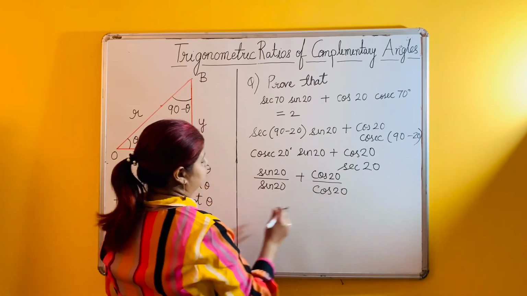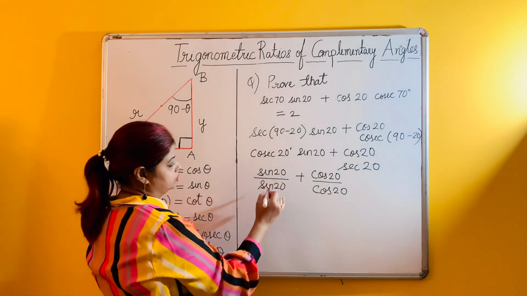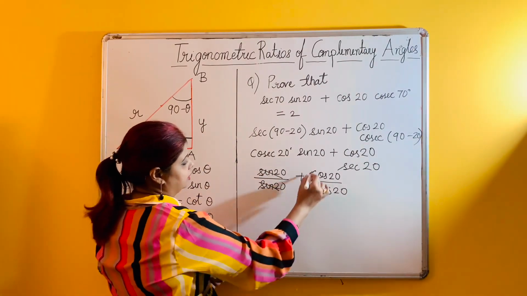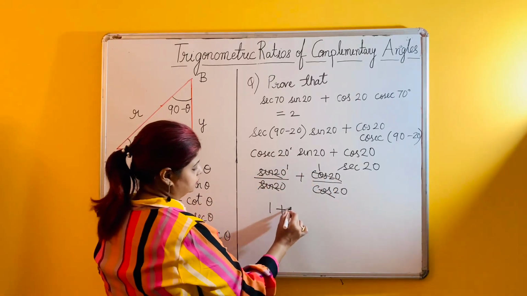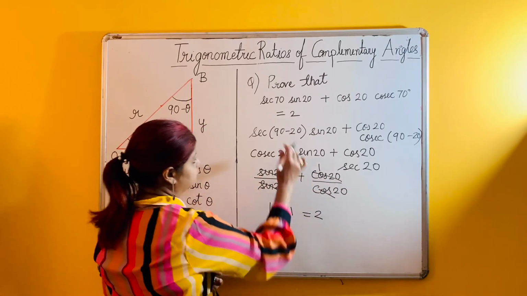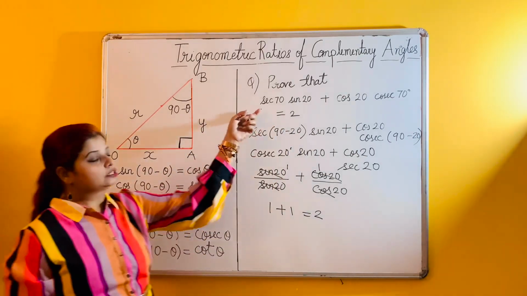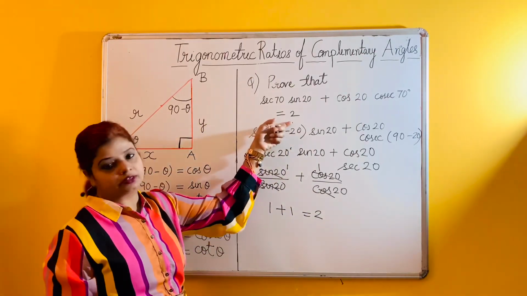Okay. So, this is how you arrive. Now, see this can get cancelled and this will get cancelled. So, here what is remaining? 1 plus 1, which is equal to 2. So, we arrived that the value of this expression is equal to 2.